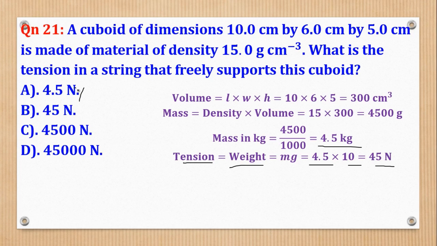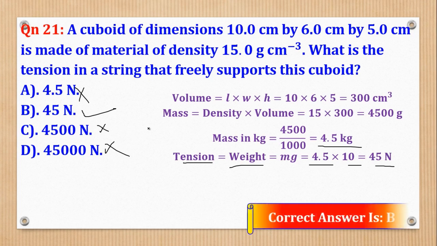So this is not okay. This is okay, this is not okay, and this isn't okay. So the correct answer is B.